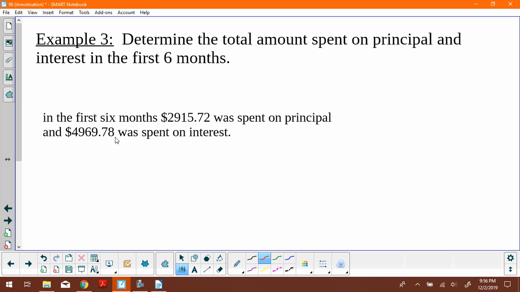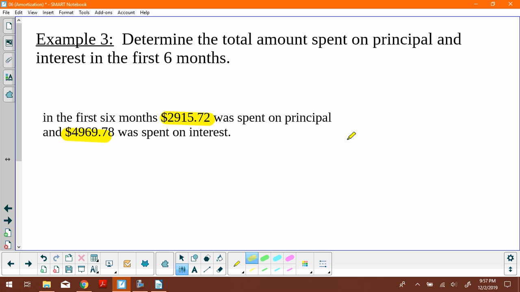For the interest, almost $5,000 was spent on interest. And for the principal, a little under $3,000 was spent on principal, which again is what we mentioned, right? At the beginning of a mortgage, you're spending way more on interest than you are against the debt. But that does sort itself out as you run through the process. So that's going to be your introduction to mortgages.